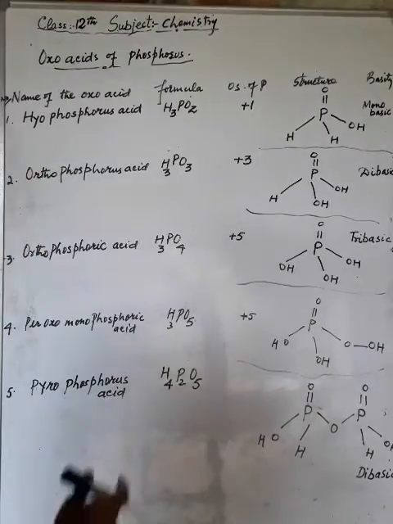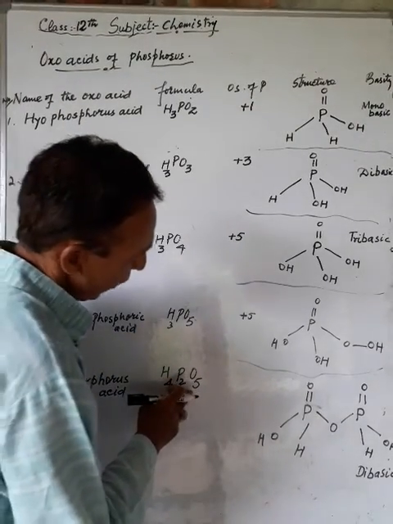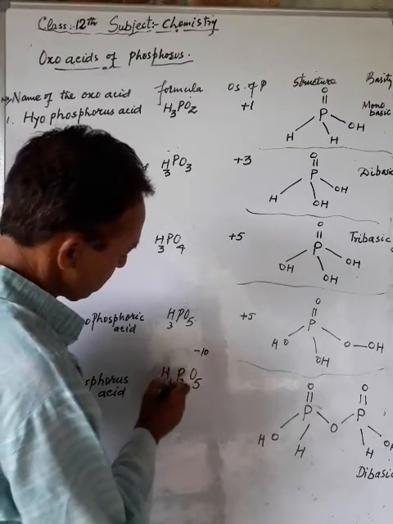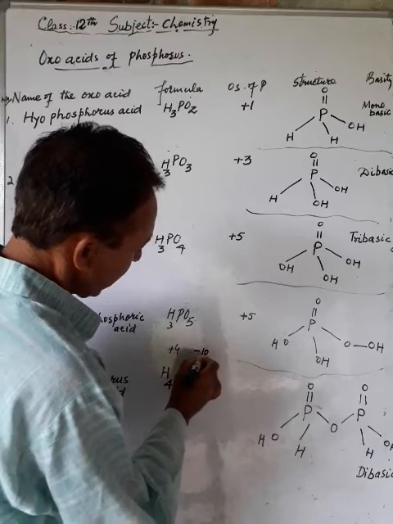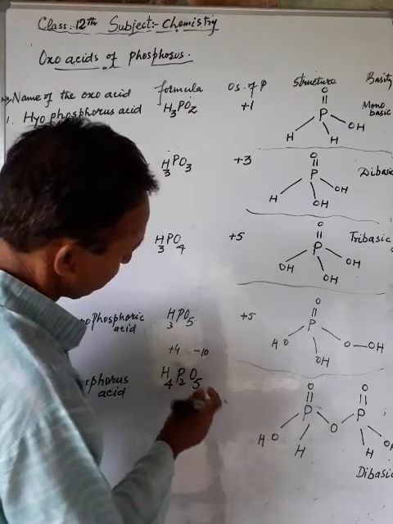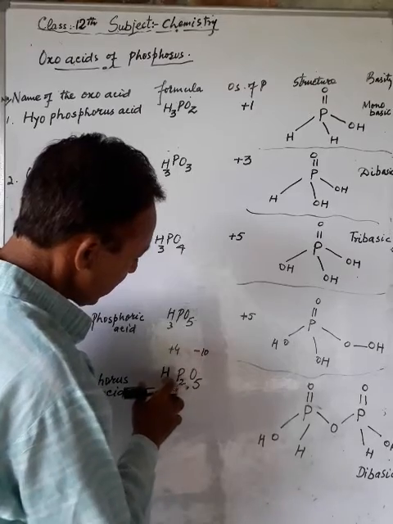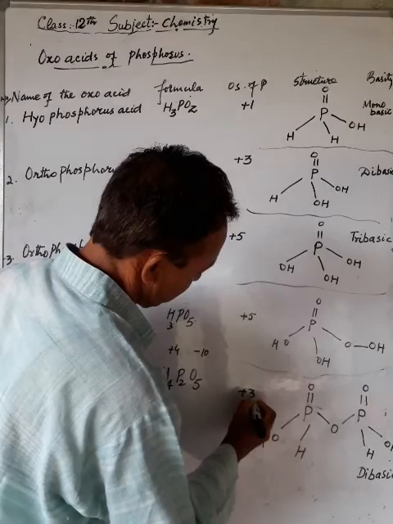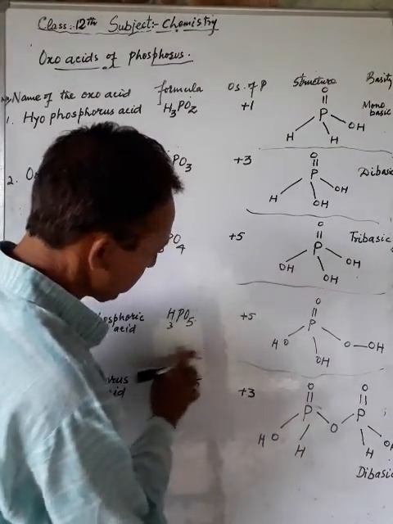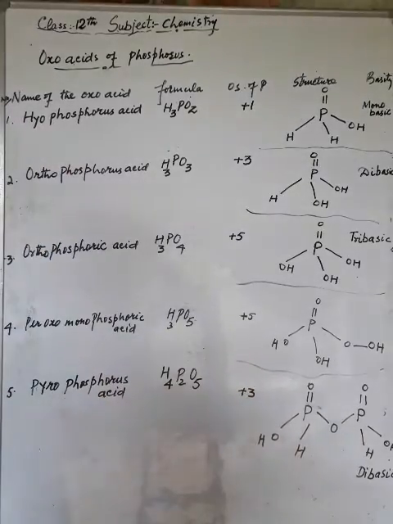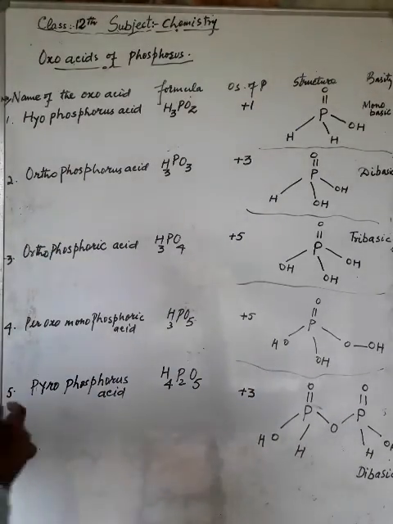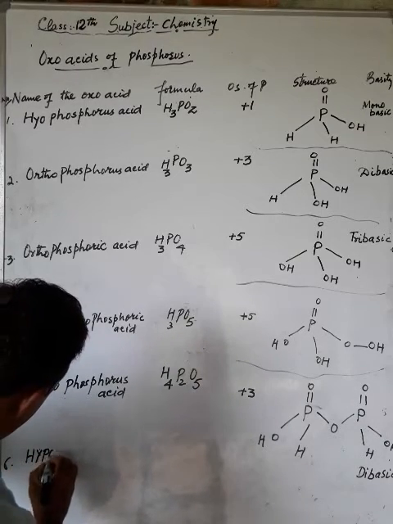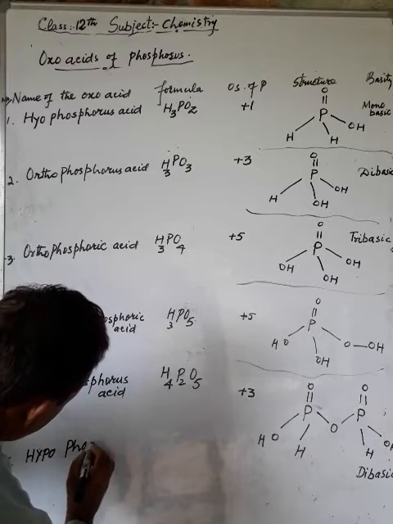And if you see the oxidation state, here the oxygen is -2 times 5, that is -10. Hydrogen is +1, 4 hydrogens is +4. Subtracting 4 from 10 gives 6, and +6 divided by 2 is +3 oxidation state. The phosphorus in H4P2O5 is in +3 oxidation state. Now, number 6 is hypophosphoric acid.